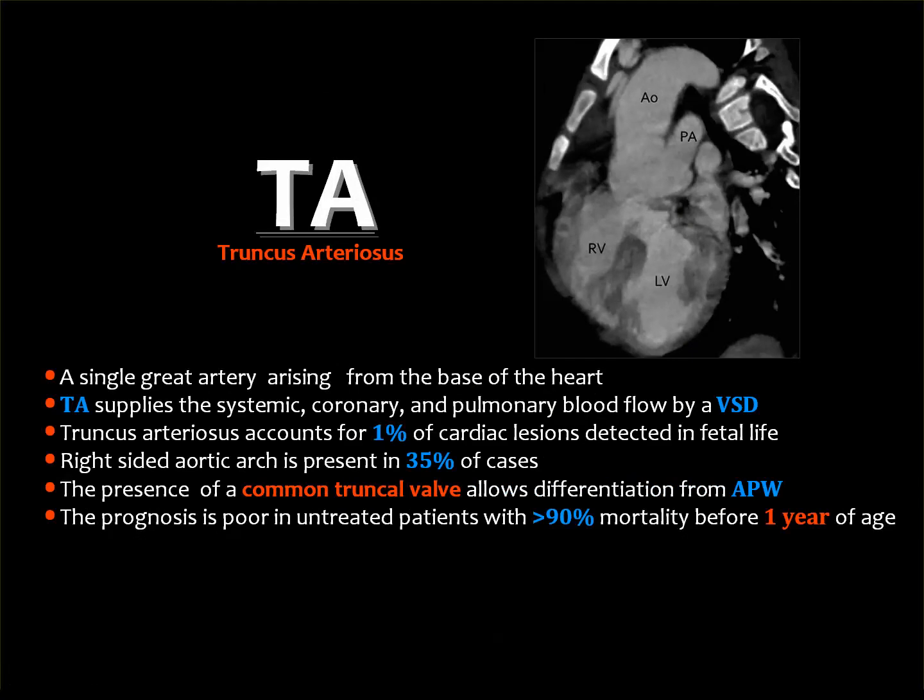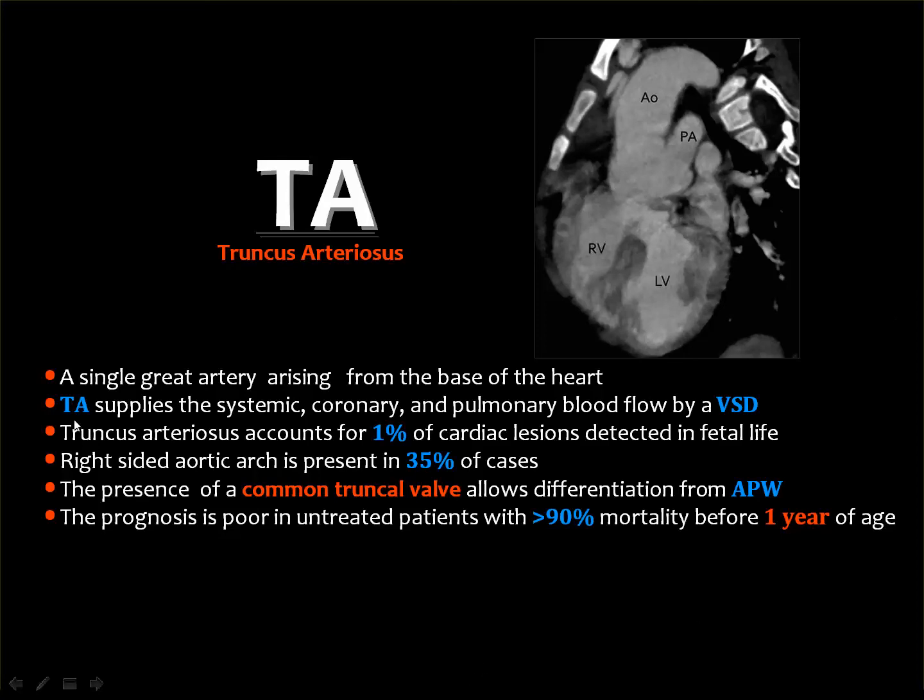Then we came to the truncus arteriosus, which means that there is a connection between the aorta and the pulmonary artery, and there is a single valve. In the previous lesion, aortopulmonary window, there are two valves, the pulmonary valve and the aortic valve, but here, this is a single trunk with a single valve.